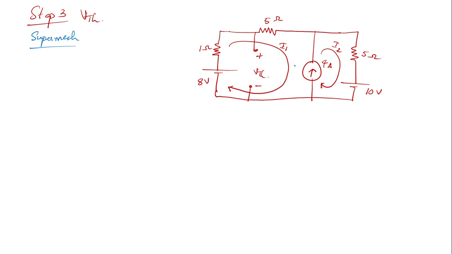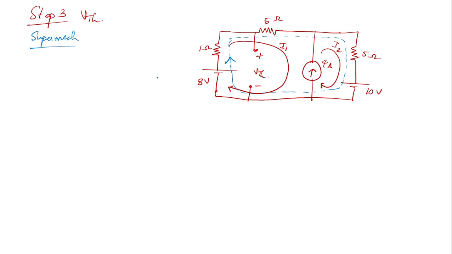And how can you do the super mesh analysis? What you're going to do is check out the two meshes where the current source is present. The current source in this case is present in meshes 1 and 2. So I'm just going to combine these two meshes. Now this is my super mesh. The dotted lines are representing my super mesh. Always make sure that your super mesh has both the currents in the same direction. It's not necessary, but I think it will help to avoid mistakes.